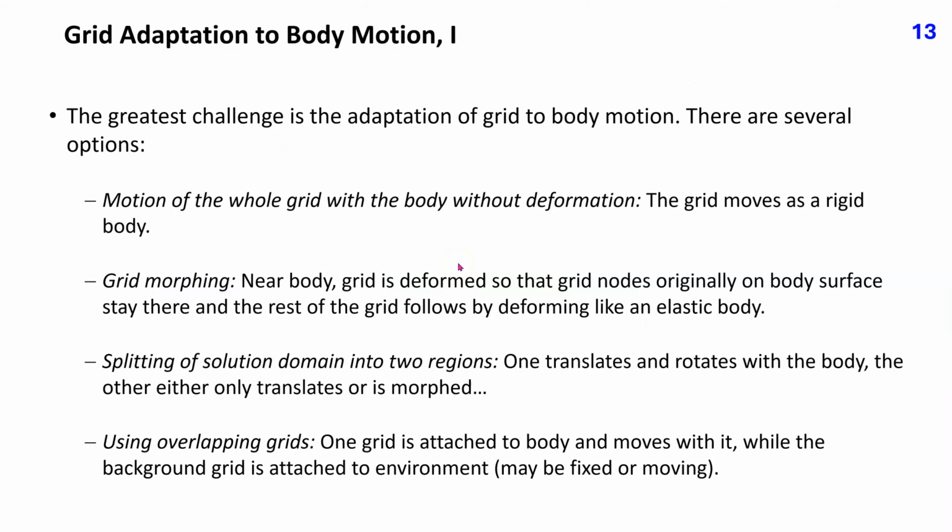The greatest challenge is the adaptation of the grid to body motion. Because this needs to be done in every outer iteration within each time step, the method should be efficient. There are several options. Motion of the whole grid with the body without deformation, that is, the grid moves like a rigid body. Grid morphing. Near body, grid is deformed so that grid nodes originally on body surface stay there and the rest of the grid follows by deforming like an elastic body.